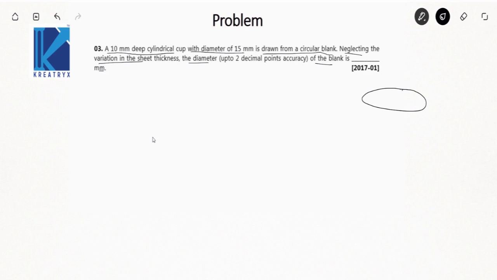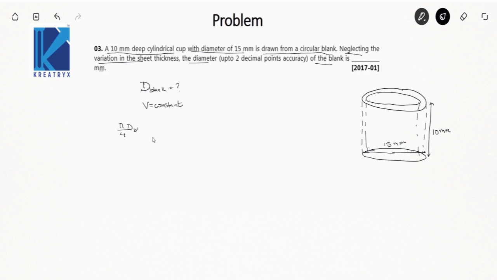So let us see, this is, let's say, a cup, and the cup is like this. What they have mentioned is that the cup is 10 mm deep and its diameter is 15 mm. So they want the dia of the blank equals what? Since it's a sheet metal operation and no material is being removed, volume is constant. Now we can write pi by 4 d blank square into thickness. Let the thickness of the blank and the cup be the same, because they have mentioned the variation in sheet thickness to be neglected.